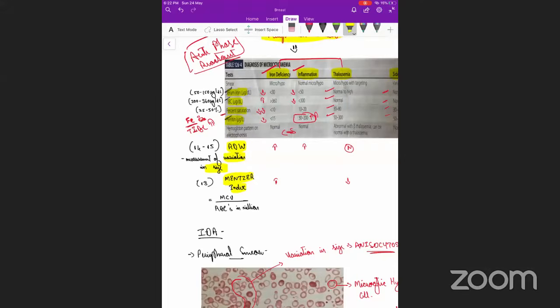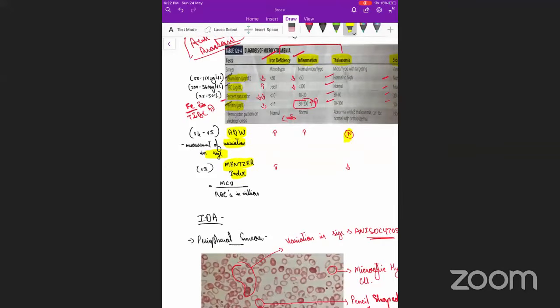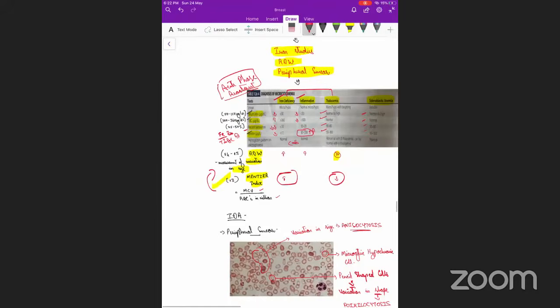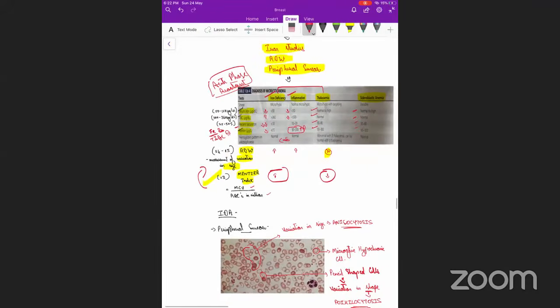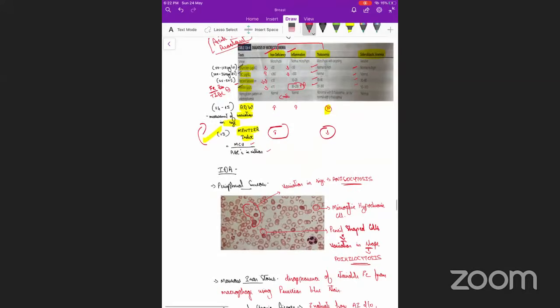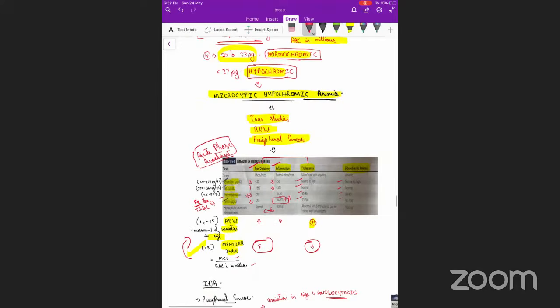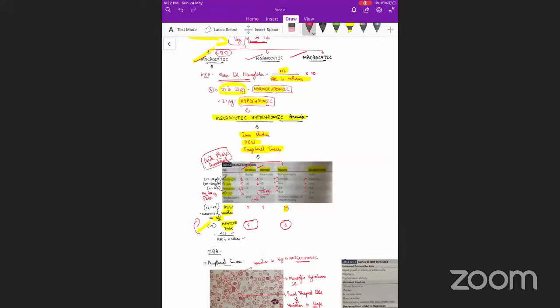Thalassemia will be a uniformly microcytic hypochromic picture, so red cell distribution width is normal. Next, we do something called the Mentzer Index. This is nothing but MCV divided by RBC in millions. This also tells about variation in size itself. That's why it will be raised in iron deficiency, but it will be decreased in case of thalassemia. This is how we differentiate the two.